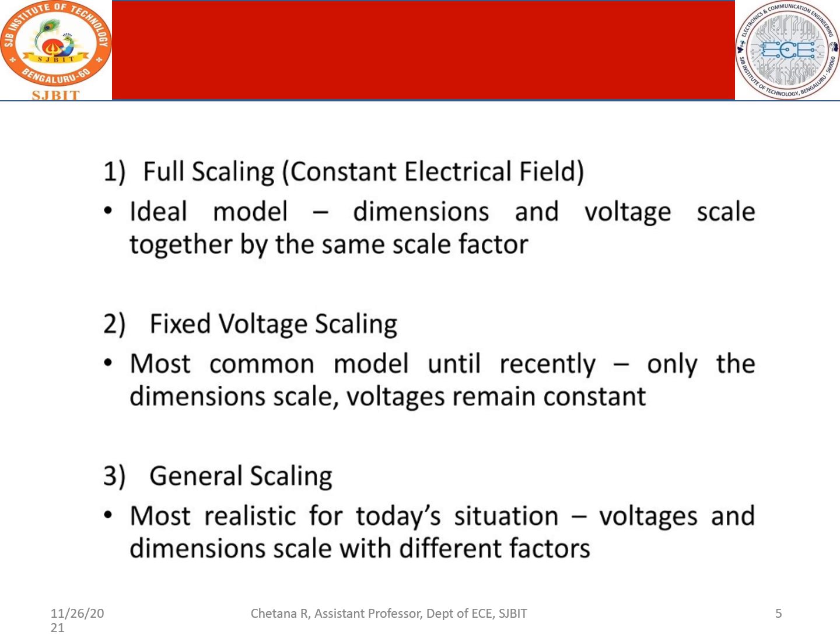These are the three types of scaling. First, full scaling, which is also called constant electric field scaling. In this, the electric field is going to remain constant and all of the parameters are going to change. So the dimensions and the voltage are scaled by the same factor. Then fixed voltage scaling, where voltages remain constant and most dimensions are going to get scaled. And the next one is general scaling, which is very much in general, with respect to the voltages and the dimensions.